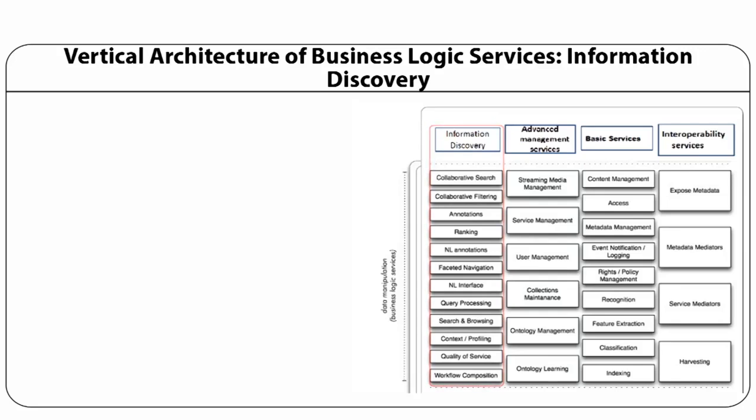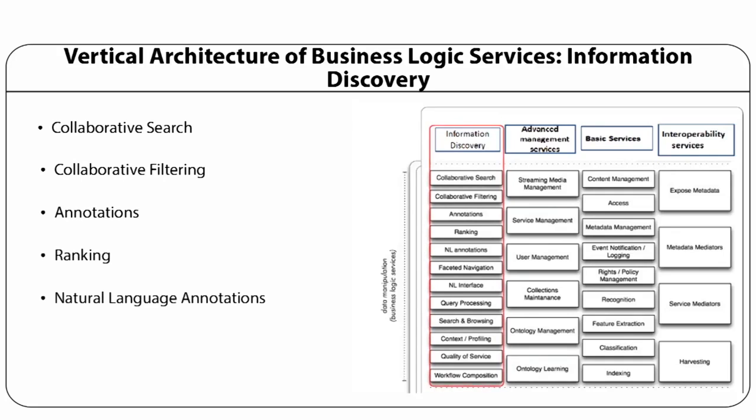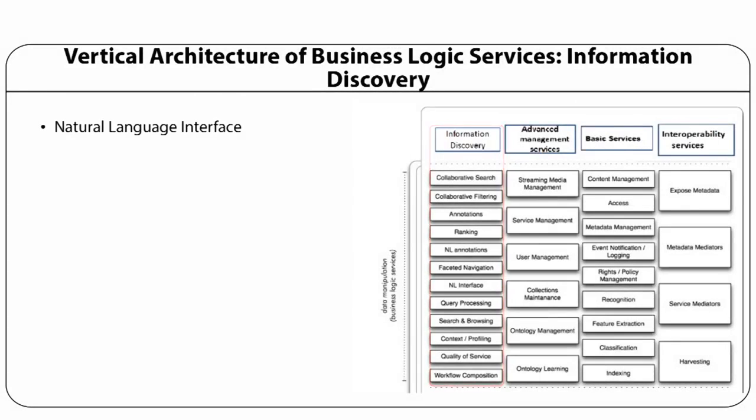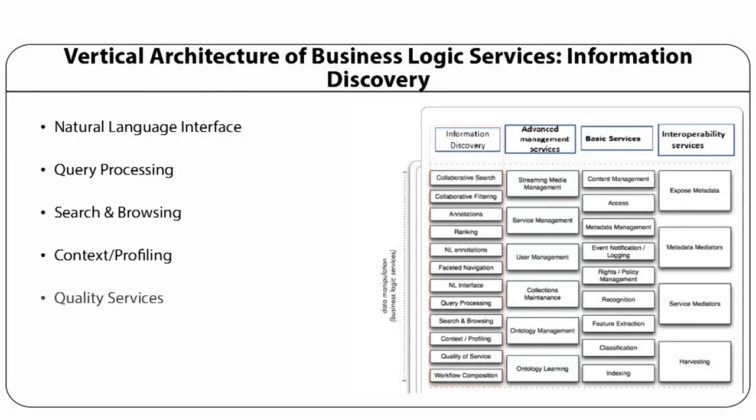End users can also interact with the digital library management system to compose workflows to support their business needs. This layer includes collaborative search, collaborative filtering, annotations, ranking, natural language annotations, faceted navigation, natural language interface, query processing, search and browsing, context or profiling, quality services and workflow composition.